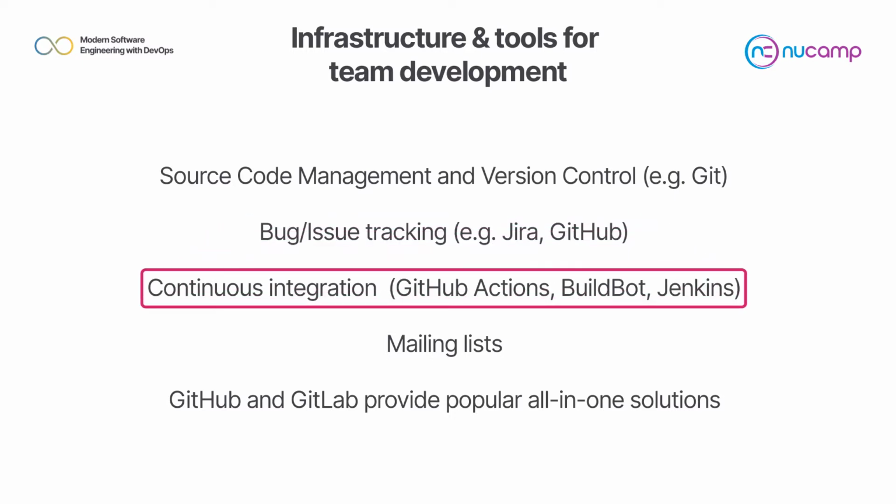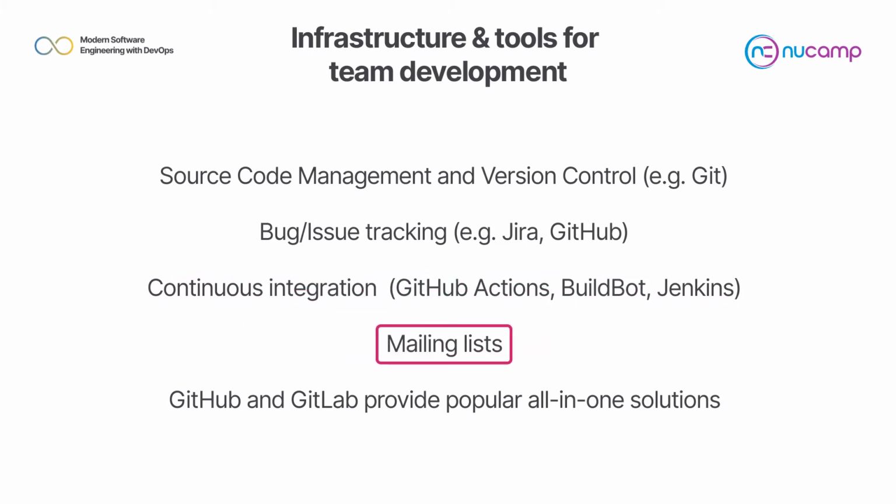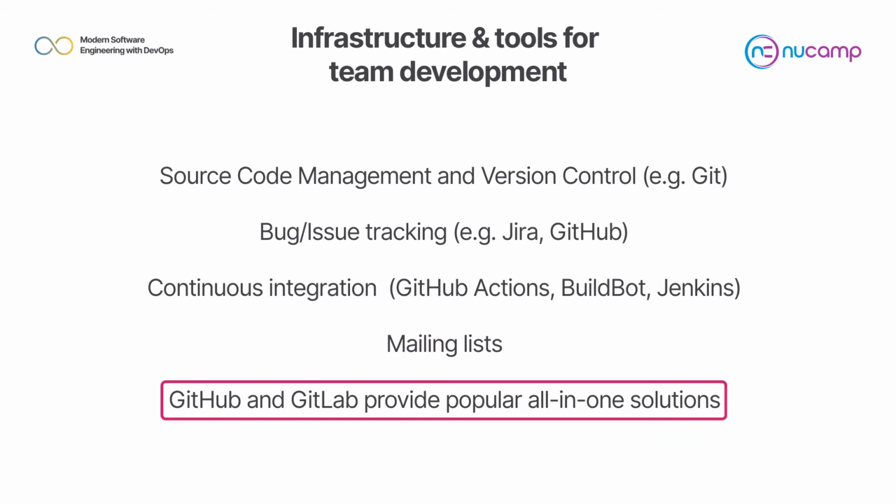Continuous integration tools are used to provide testing frameworks. Examples are GitHub Actions, BuildBot, and Jenkins. And mailing lists for announcements, discussions, and bug reports. GitHub and GitLab are two popular solutions that provide all these tools in a single platform. We will be discussing some of these tools in more detail in the rest of this course.